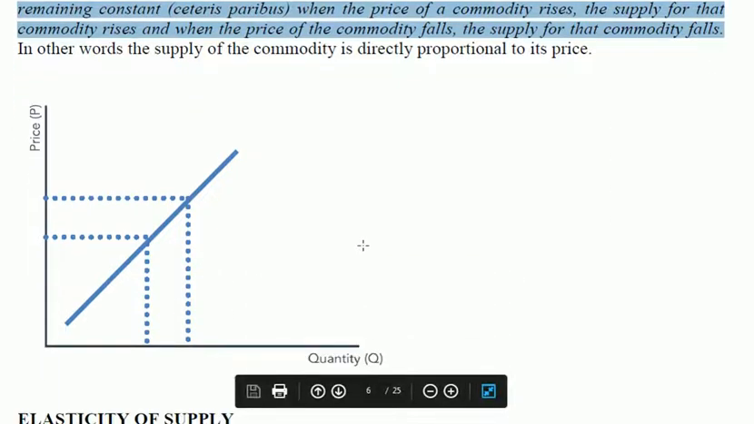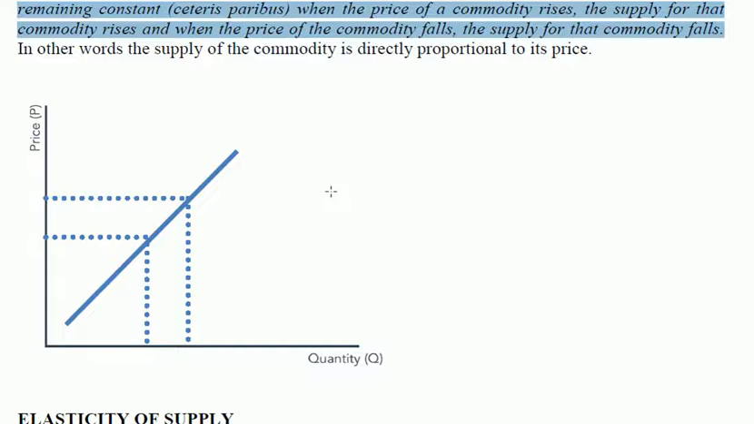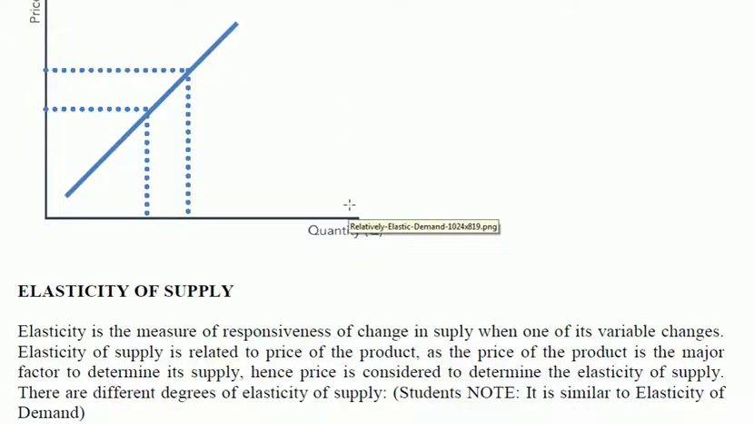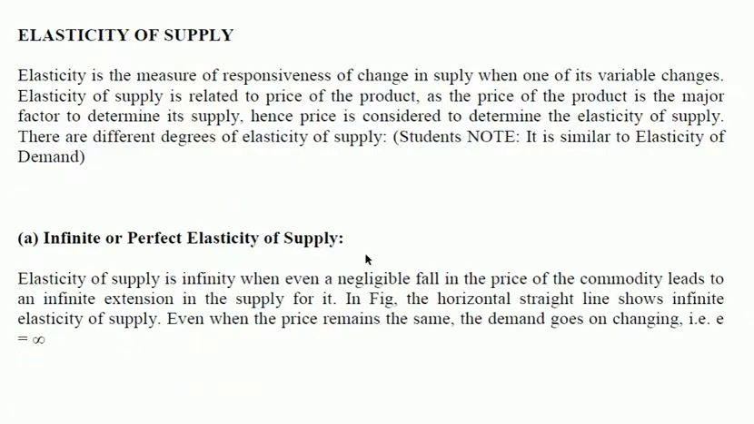Okay, so this is how it is represented in the graph. This is the price axis, this is the quantity which is supplied, that is this axis. So as and when the price is increasing, the quantity is also increasing. So this is how we get the graph. Okay, we also have elasticity of supply in this.